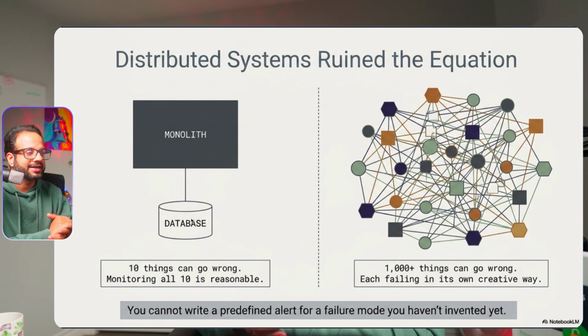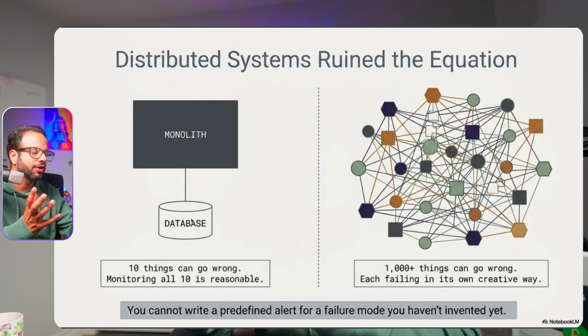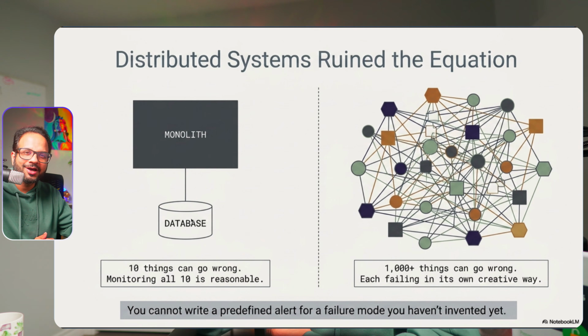back then when we were using monolithic architecture. But as the complexity of the application grows, and when we talk about distributed systems, there are thousands of things that could go wrong, and each could fail in a different way that has not failed before, or some pattern that has not been captured before, right? So all these dots, these circles and different shapes, let's say they each represent one service, and all of these services are connected to each other in a microservice architecture. Now there could be thousands of issues.